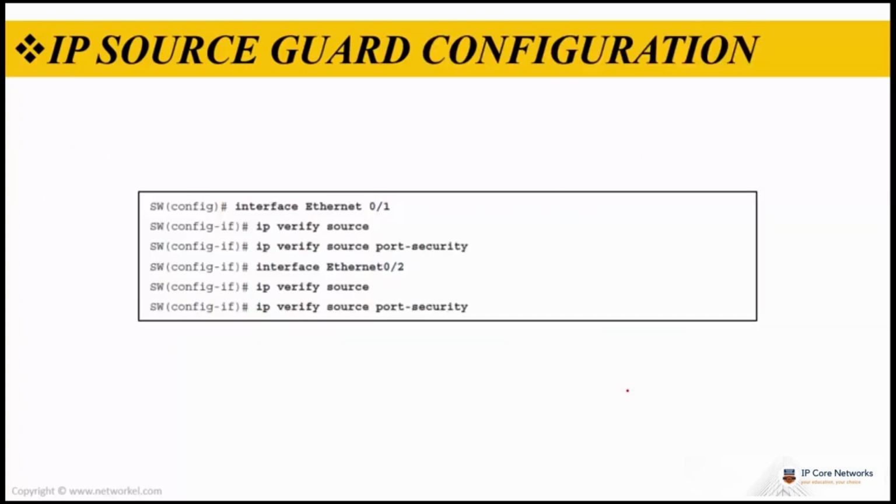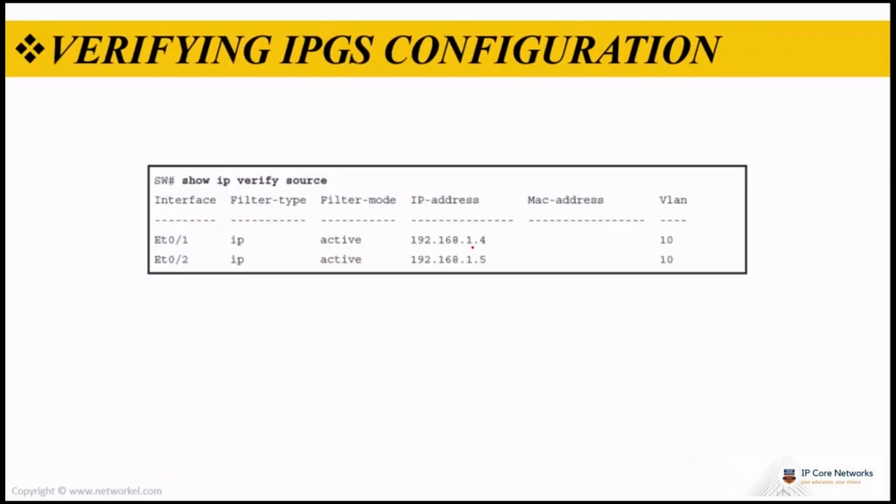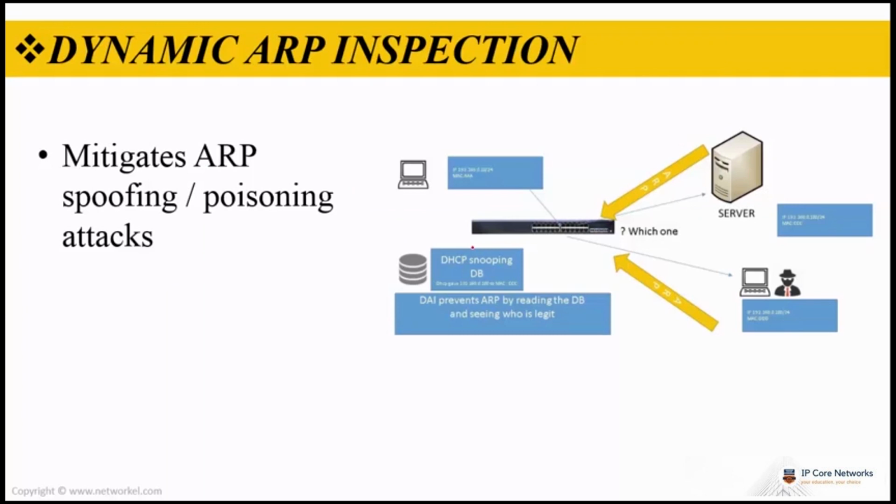And here's the configuration of IP source guard. That's pretty straightforward. You get into the interface mode and you type the ip verify source and ip verify source port-security commands. And to verify the IP source guard configuration, you can use the show ip verify source command.